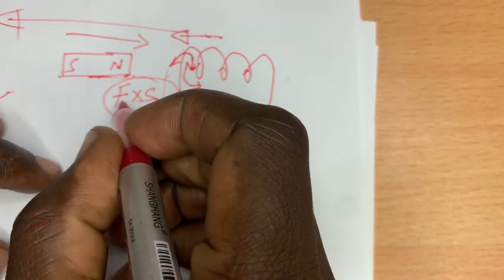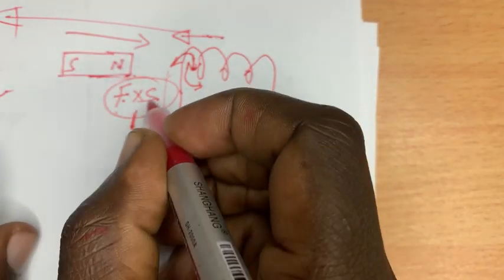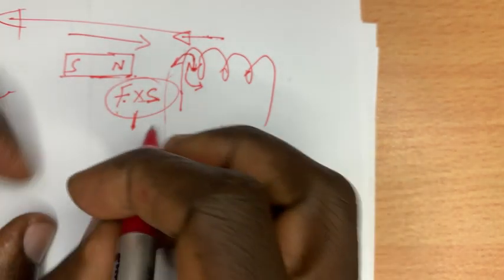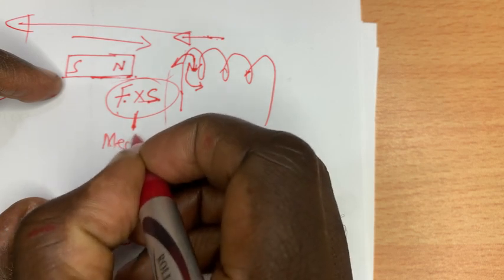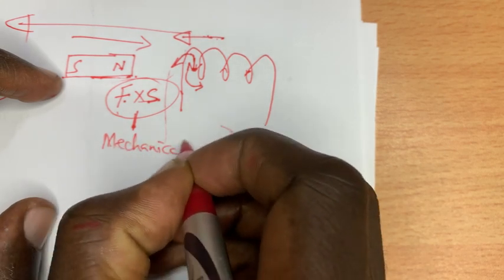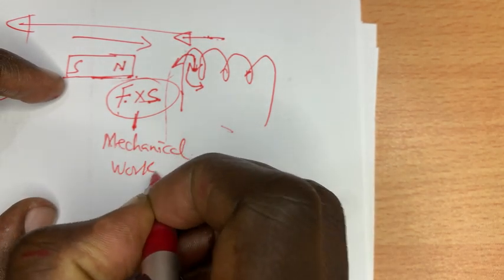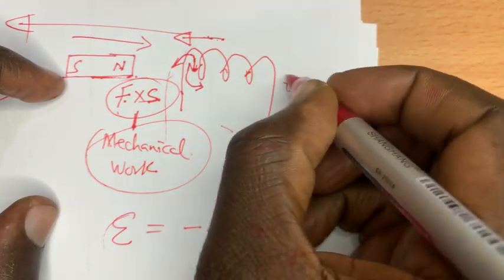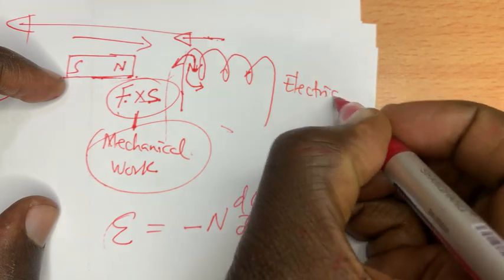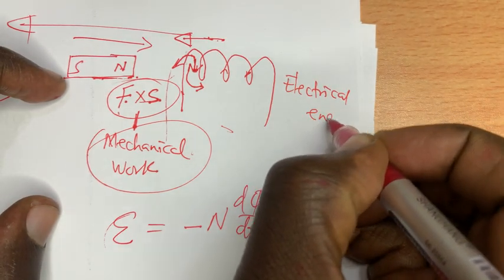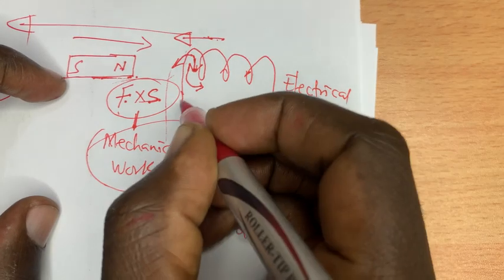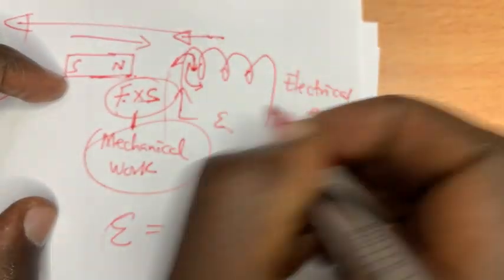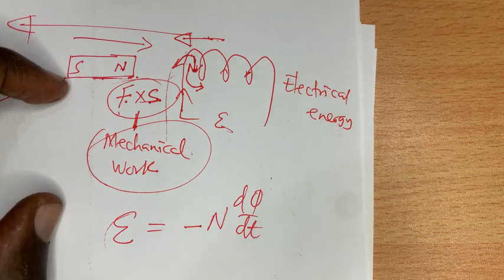This force from my hand, and the distance moved by the magnet, is the measure of the mechanical work I have done. This mechanical work is converted into electrical energy in the materials of the wire, so that I can have induced EMF, so that I can have current flowing through the wire.